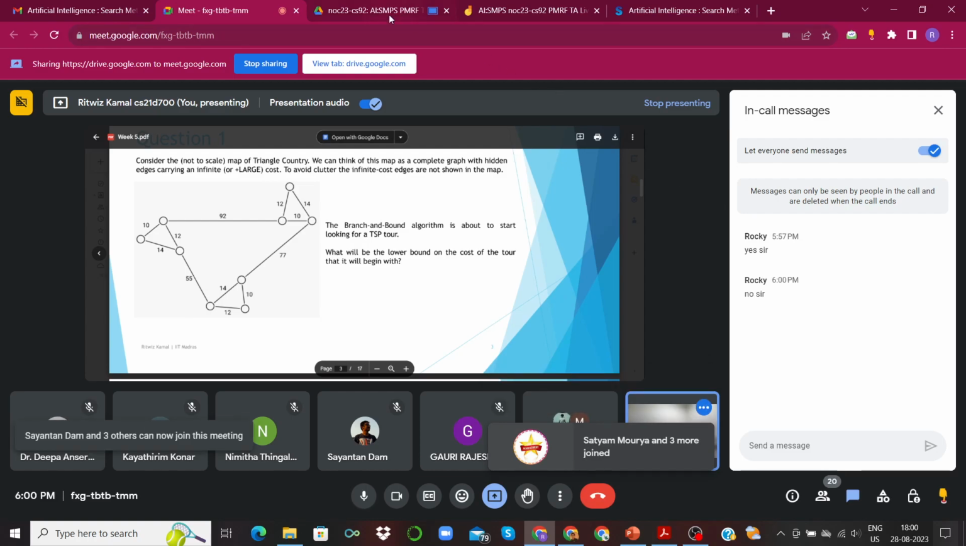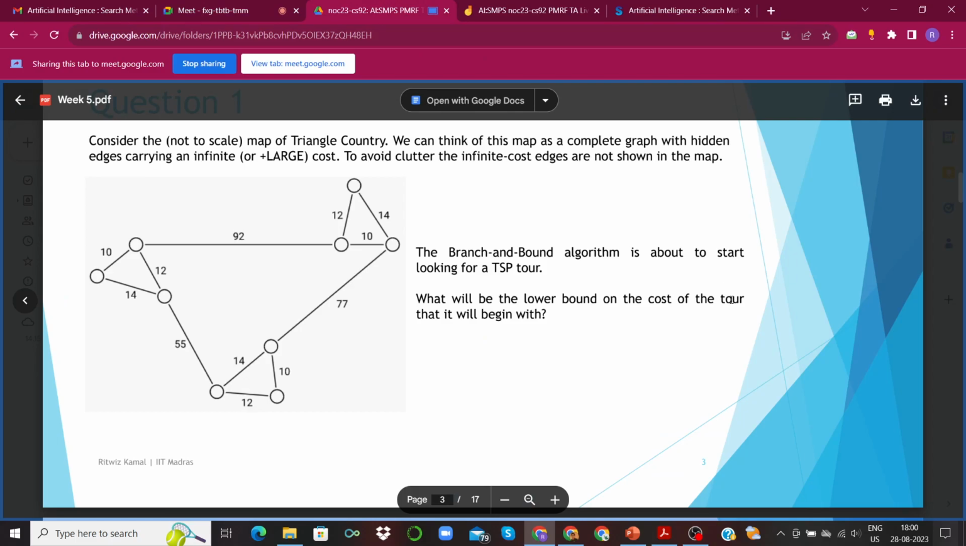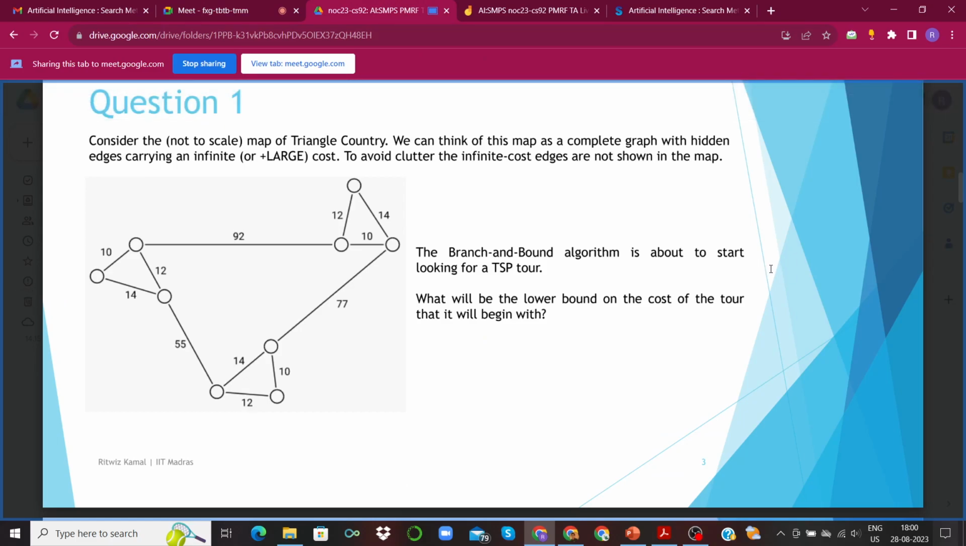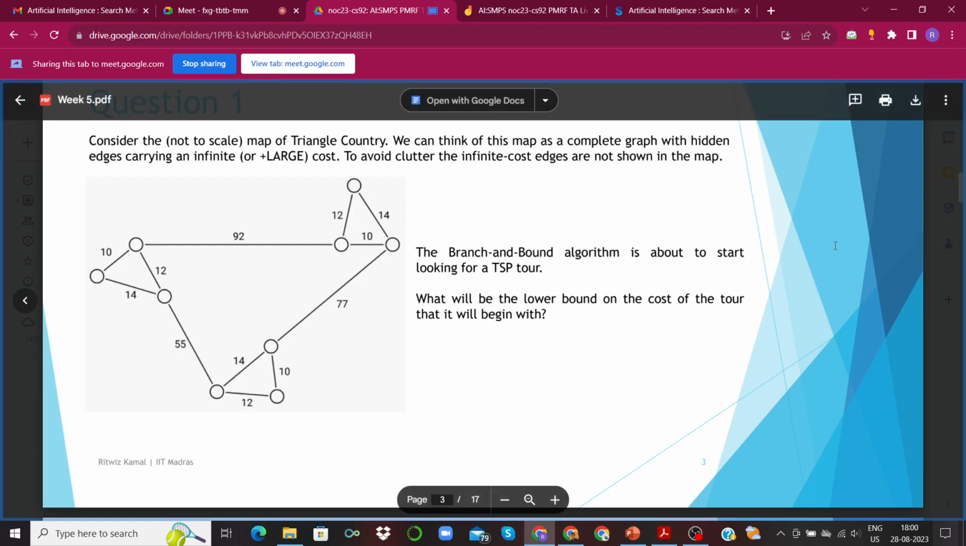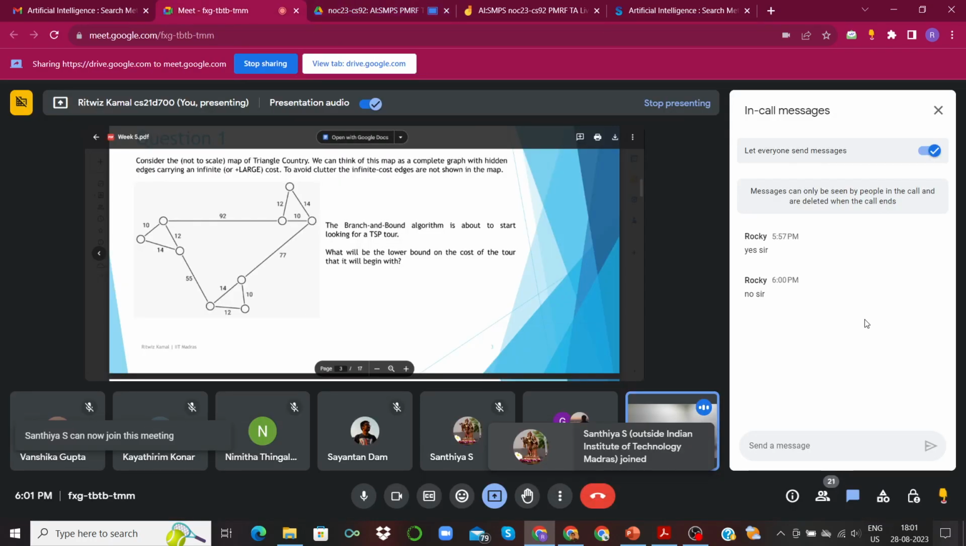That's great. So in this question, we are asked that the branch and bound algorithm is about to start looking for a TSP tour, or a traveling salesman problem tour, and we have to find what will be the lower bound on the cost of the tour that it will begin with. Remember that this is just a lower bound, so the tours can be valid or invalid. I'll give you some time to solve the question, and then after a couple of minutes, we can have a discussion on the solution.